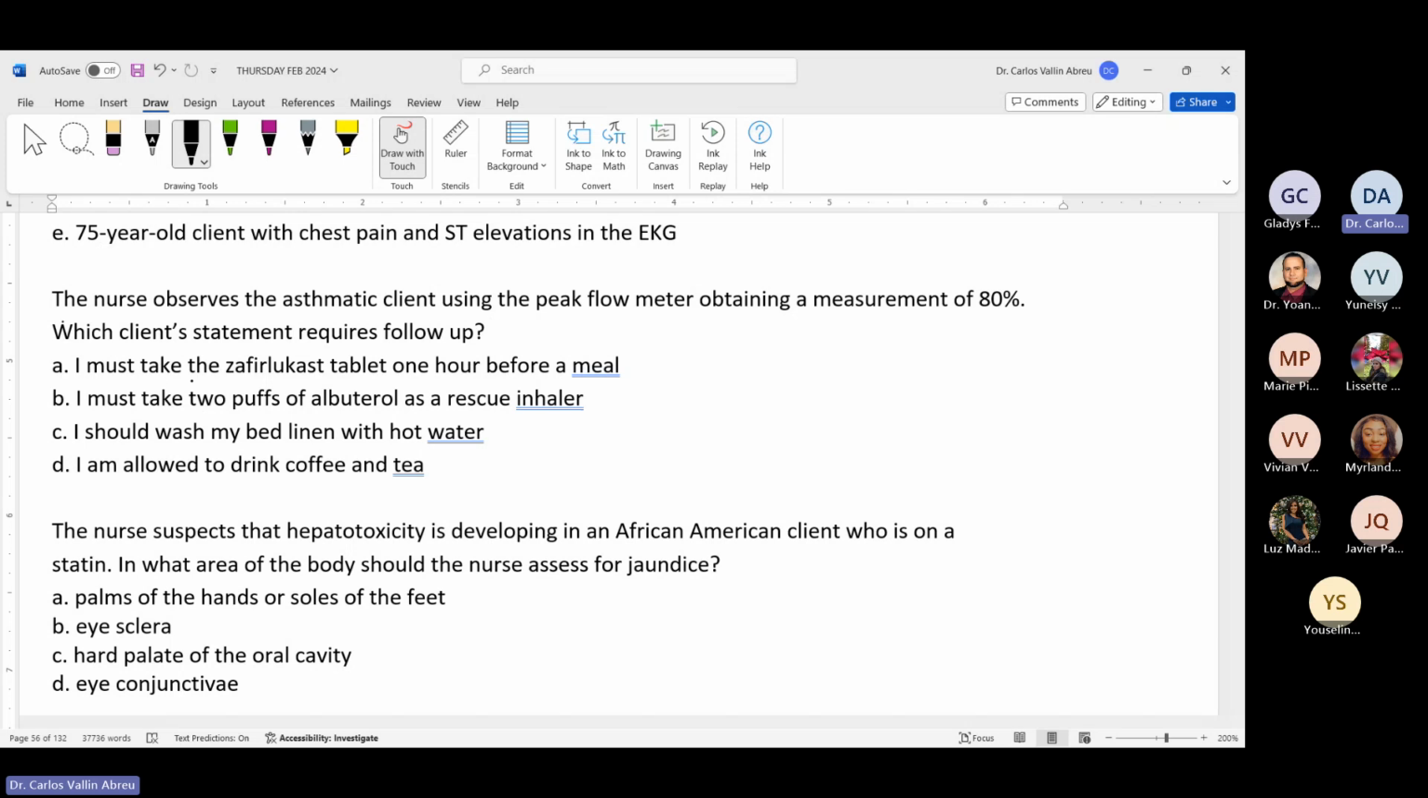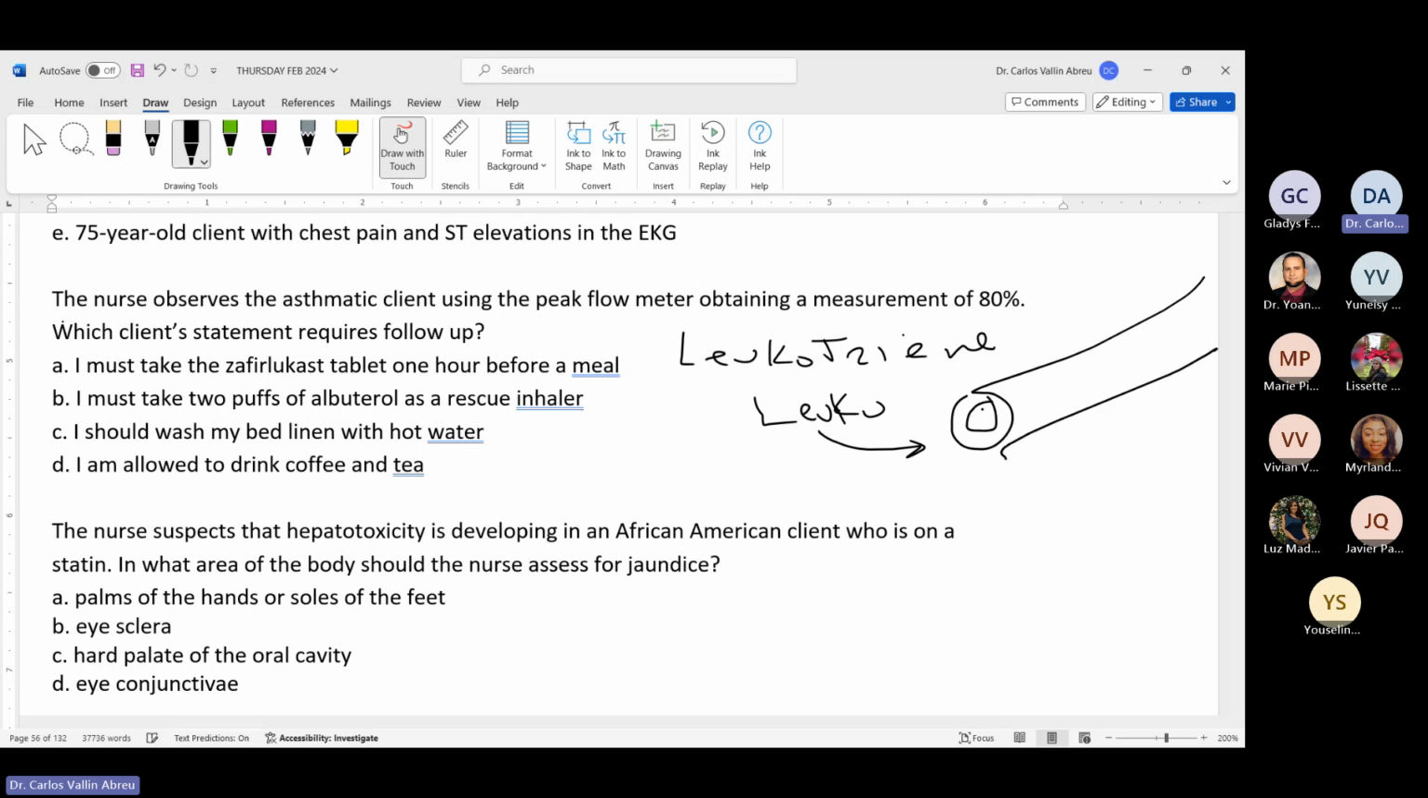I must take the Zafirlukast tablet 1 hour before a meal. Zafirlukast is a leukotriene inhibitor. Leukotriene is something produced by the white blood cell, by the leukocyte. This something produces inflammation. It's part of the immunity, it's part of the defense system, and produces inflammation. In asthma, there is inflammation in the lining of the bronchi.